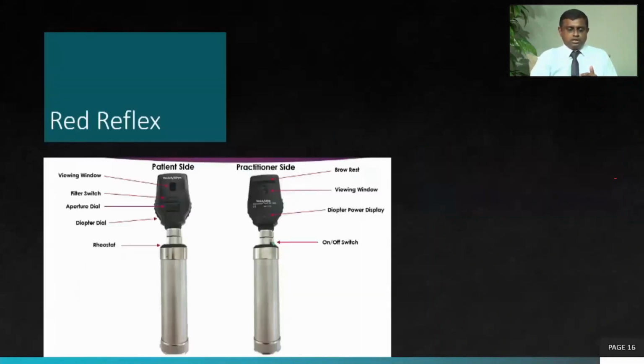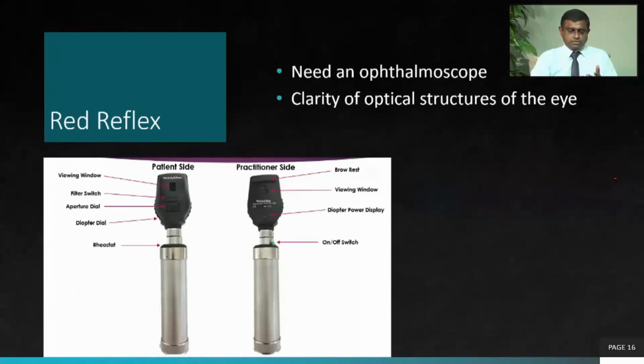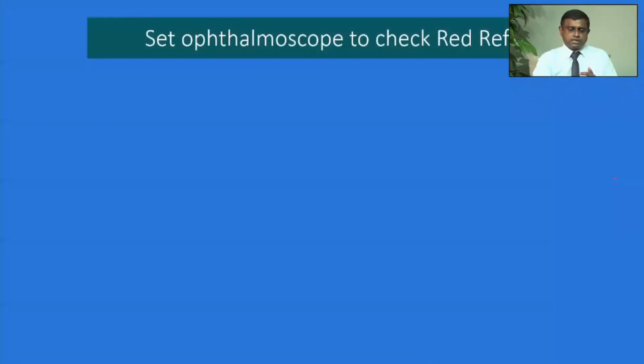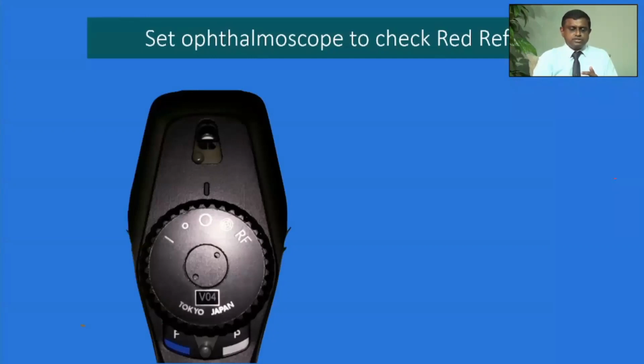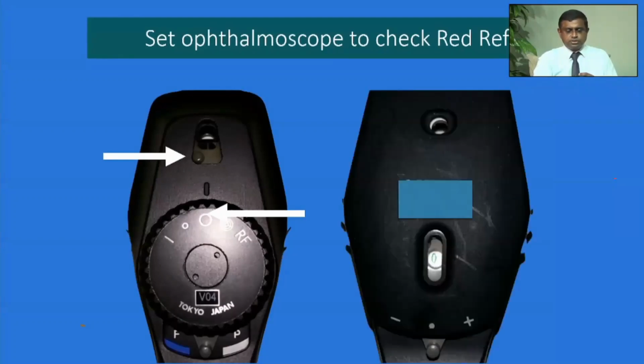And to do the red reflex, you need to master the ophthalmoscope. So the red reflex checks the clarity of the optical structures of the eye. So you have to set the ophthalmoscope to check the red reflex. First, make sure the latch is open for the transmission of light, and the bigger aperture is selected, and make sure it's not put into high plus or high minus, and make sure it's set for 0 by rotating the dial on each side of the ophthalmoscope.